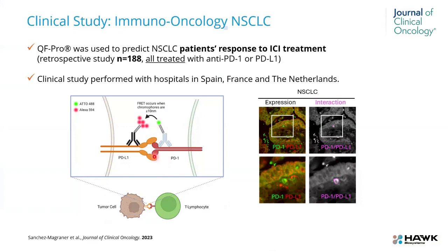It's important to say that all these patients were treated either with PD-1 or PD-L1 therapies independently of their PD-L1 status, due to compassionate use or expanded access and so on. So we wanted to predict this patient response by implementing our assay. These are some representative images where you can see how we could label PD-1 in green, PD-L1 in red, and only those cells that are actually interacting is where you're going to see these spots.